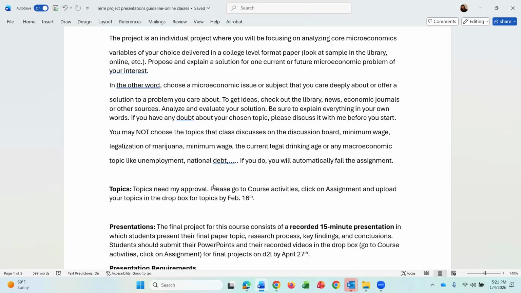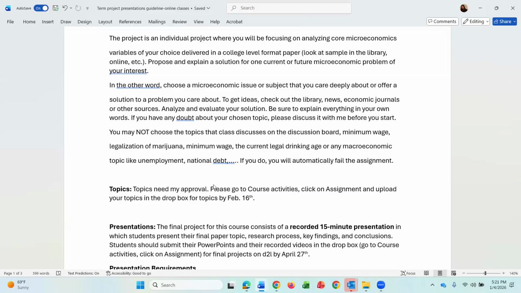So in economics, as you will see throughout this class, we use math, we use charts, we use graphs. So I want to see those also in your project. When you choose your topic, make sure you are finding a topic that includes all of those things. You can also propose a microeconomic problem, and then explain the problem and provide a solution for it.